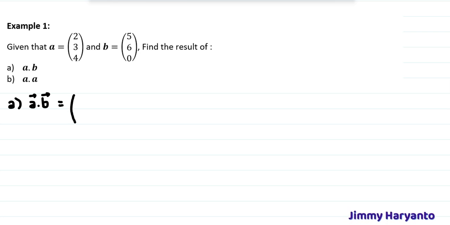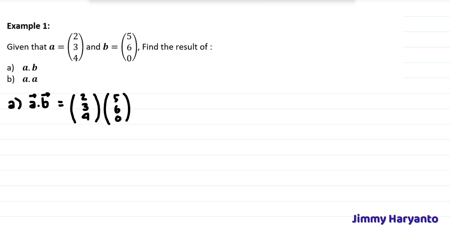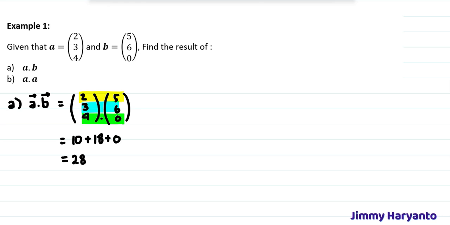So we have 2, 3, and 4 times it with 5, 6, 0. In this multiplication, the matrix rule is not applied. Yeah, so you only have to multiply the i component, which is 10, plus the j component. The j component is 3 times 6, which is 18, and then plus the last one is 4 times 0, which is 0. So you'll have 28 as the result. So this is the value of vector A times vector B.